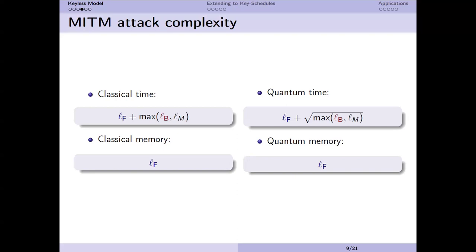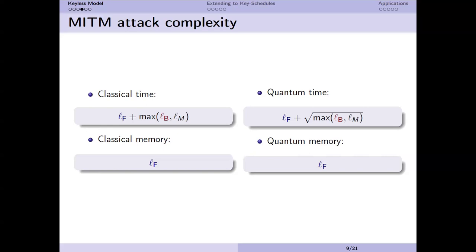If you consider classically, what you can do is you compute the entire forward list, and then you compute the entire backward list, but you just go through the elements and see if there are some that match the elements you have in the forward list. So you only use classical memory to store the forward list, and then you just go through it and enumerate all the solutions. So this is the complexity that it gives you.